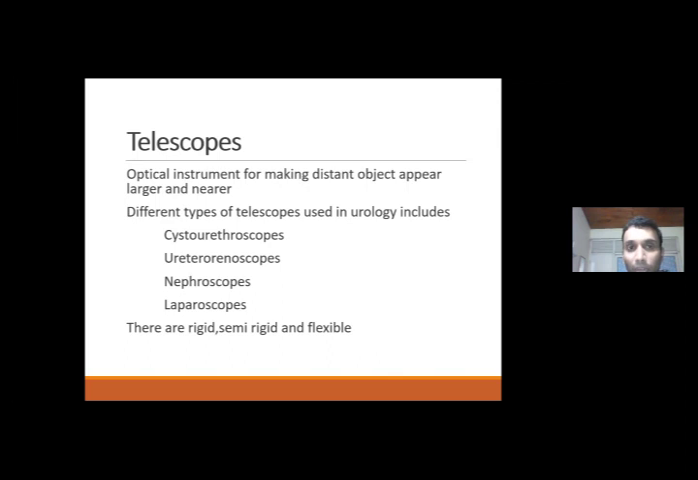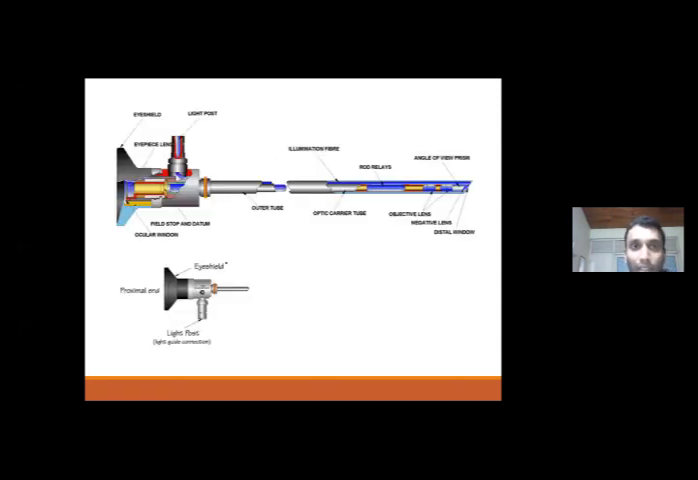Telescopes are optical instruments for making distant objects appear larger and nearer. The different types of telescopes used in urology are the cystoscope, the cystourethroscope, the ureteroscope, the nephroscope and the laparoscope. They are rigid, semi-rigid and flexible. The architecture of the telescope contains two main parts, the eyepiece and the outer tube. The eyepiece contains the eye shield and the light post, and the outer sheath carries the optic carrier tube and the illumination fiber.